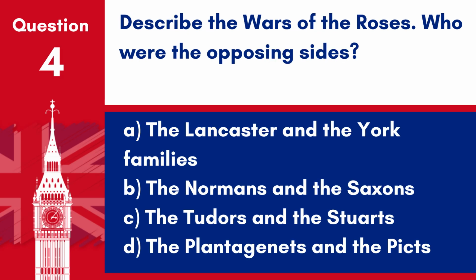Question 4. Describe the Wars of the Roses. Who were the opposing sides? A. The Lancaster and the York families. B. The Normans and the Saxons. C. The Tudors and the Stuarts. D. The Plantagenets and the Picts.